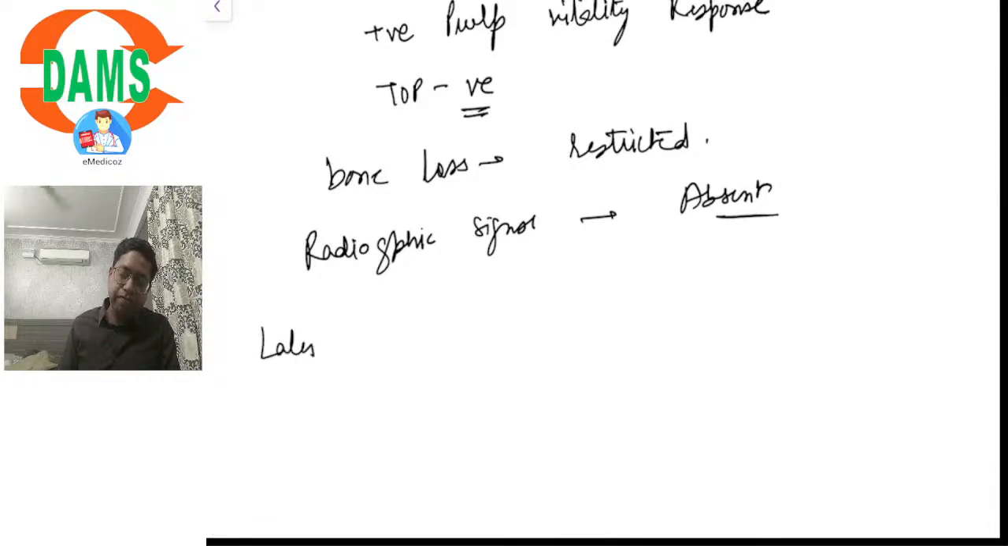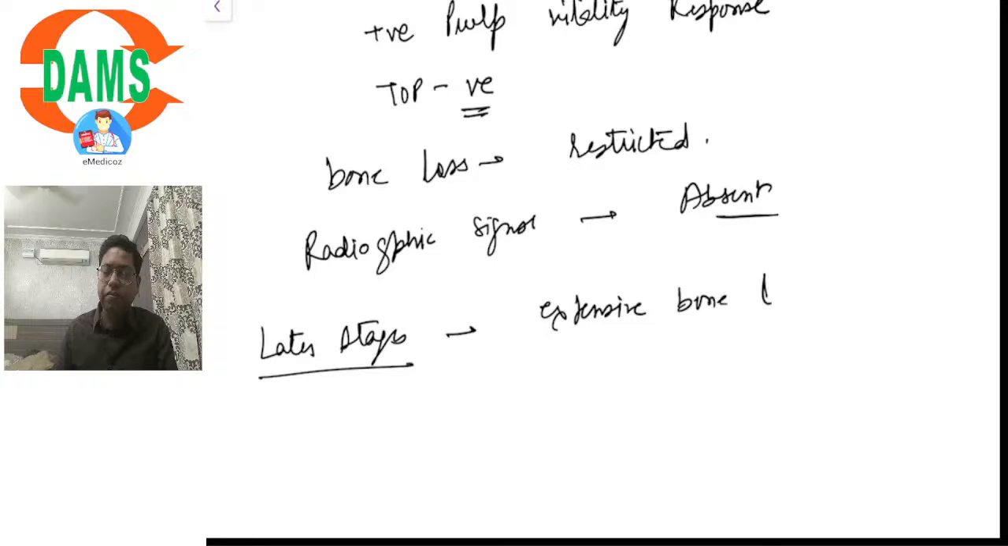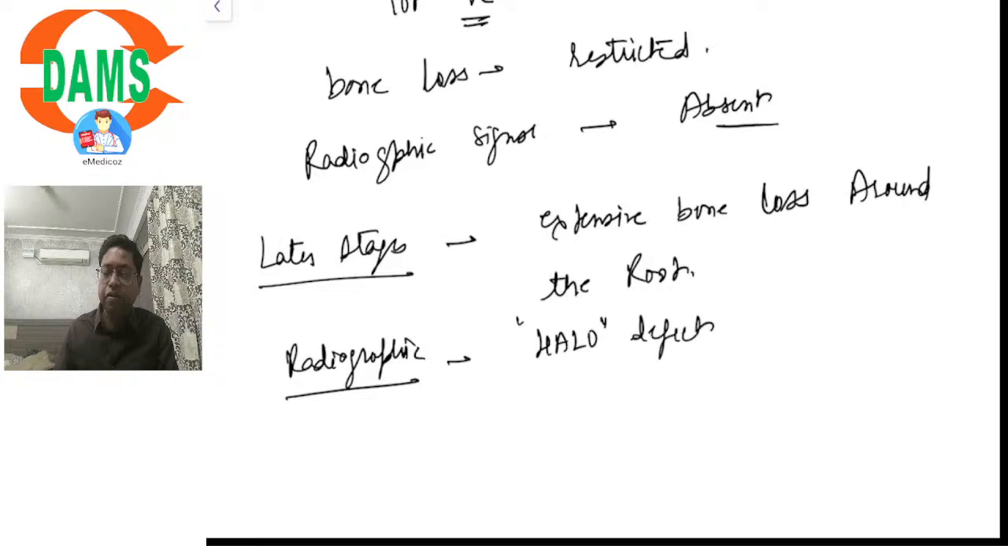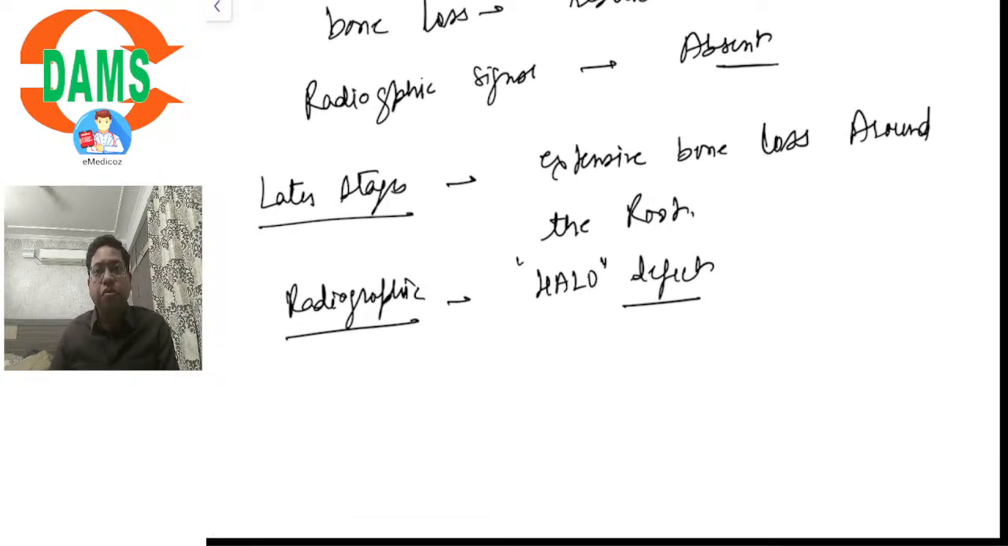Later stages: when the vertical root fracture extends more coronally and pulpally, there would be changes like extensive bone loss around the root. Radiographically, what would be the radiographic feature of this extensive bone loss around the root? We would see a halo defect. Radiographic halo is characteristic of vertical root fracture.